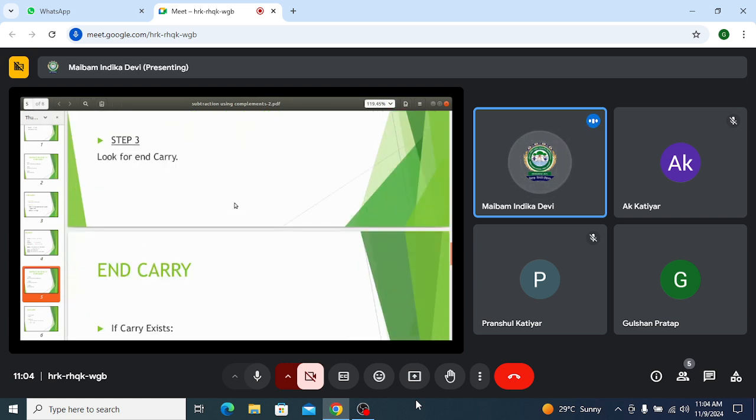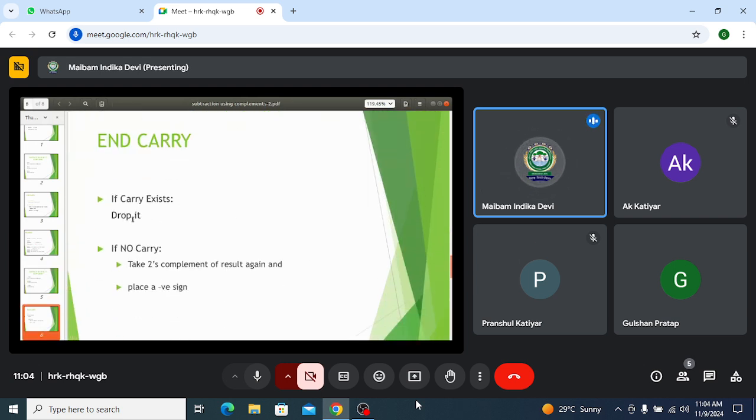So this is regarding two's complement. If there is an end carry, just drop it out here. Understood the difference? In one's complement, if there is an end carry, you add it to the least significant bit. Here, in two's complement, if there is an end carry, you just drop it. If there is no end carry, you take the two's complement of the result again. In the previous case, if there is no end carry, you take the one's complement of the result and place a negative sign. Here, if there is no end carry, you take the two's complement and place a negative sign.